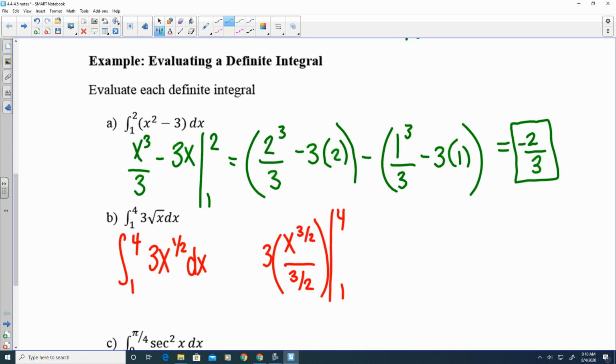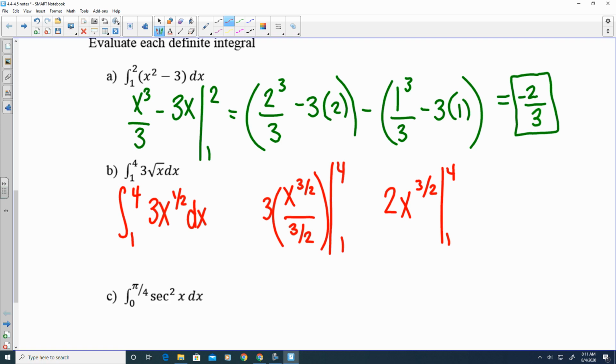So notice I haven't had the plus c. We do not put the plus c if it is a definite integral. We evaluate it from those two numbers, but we do not plug in the plus c. Okay, so if I multiply by the reciprocal here, the 3's cancel. So it's 2x to the 3/2 from 1 to 4. So first we plug the top number in, 2 times 4 to the 3/2 minus 2 times 1 to the 3/2, which is 14.